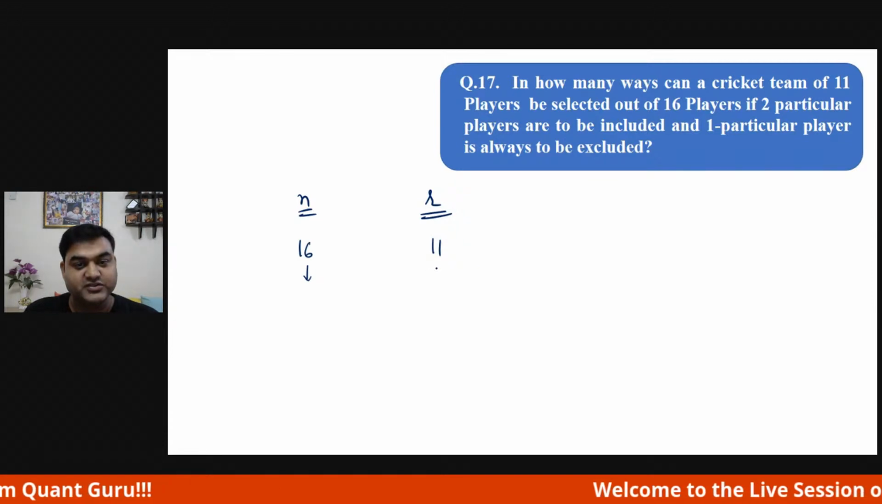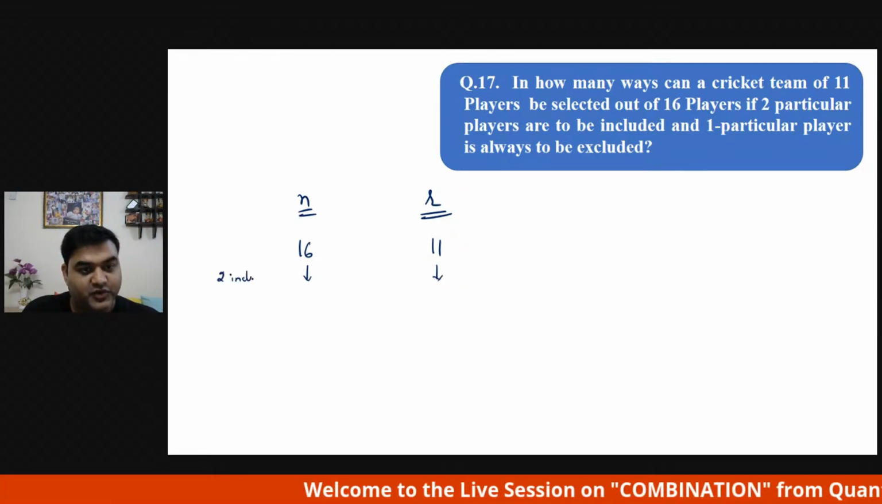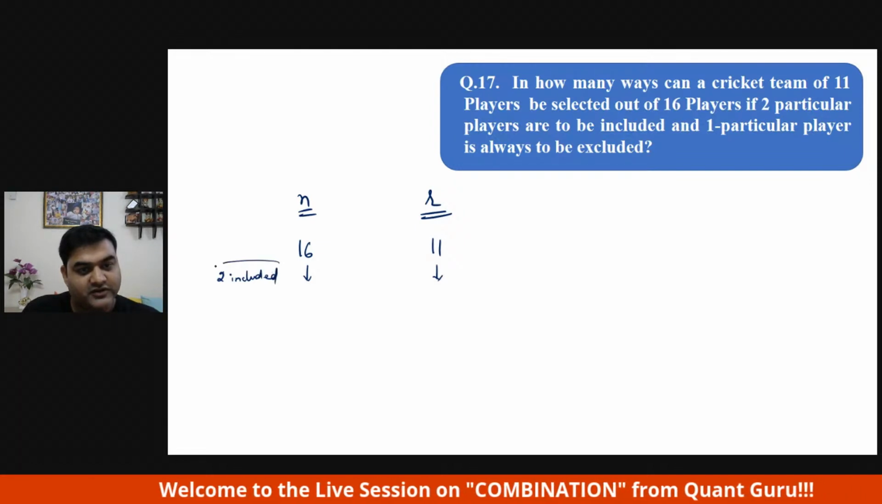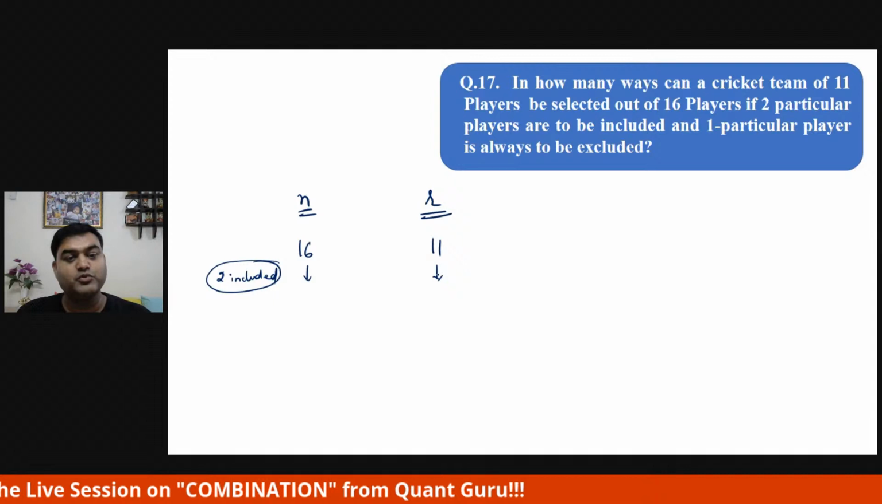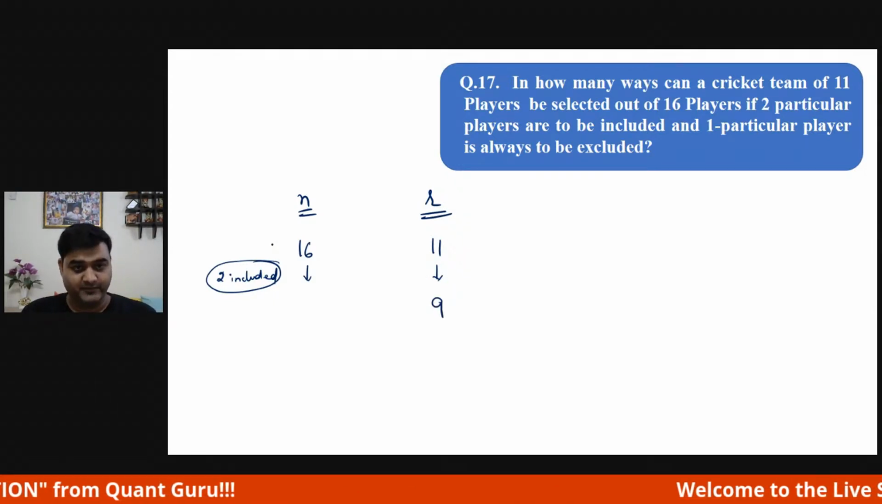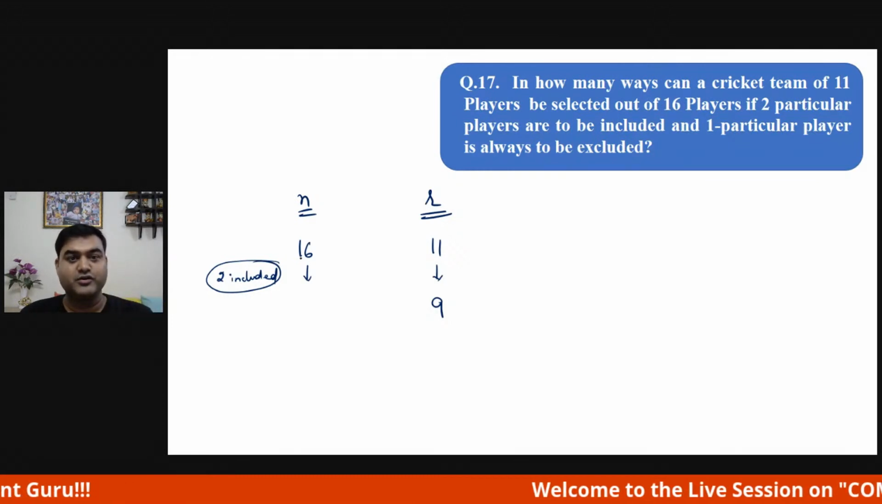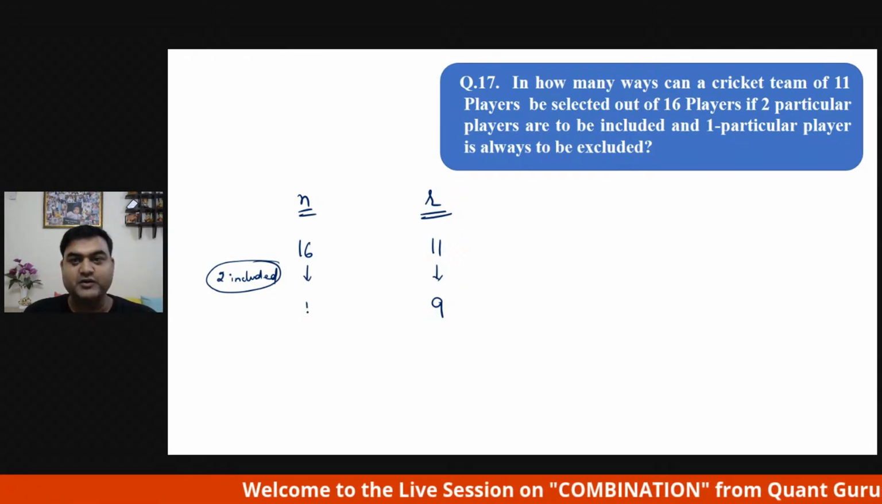So let's see the first, two included. When two are already included, it means in the team two are already there. So the remaining is only 9 we have to find, right? For the n value, 2 are already included, so leave those. So only 14 will be left out.